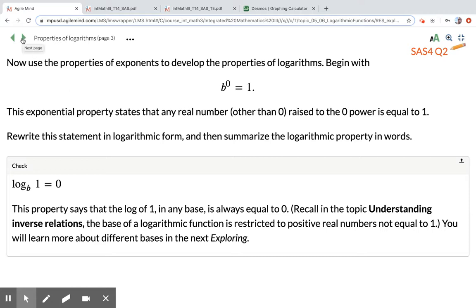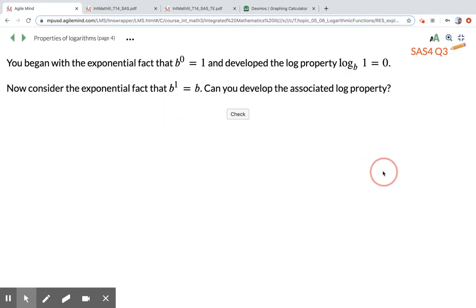So let's keep this going. Question number 3. Let's apply that same idea to b to the 1 power equals b. I know you know this. Anything to the 1 power is equal to itself. But I would like you to go to question 3, rewrite it as a logarithm, and see if there's a cool property you can get out of this. Go ahead and hit pause to work that out, and hit play when you're ready to check your work.